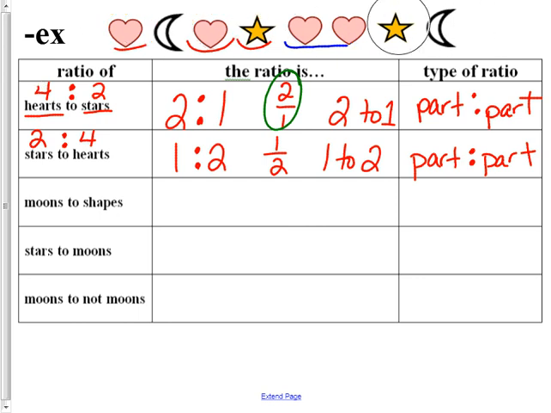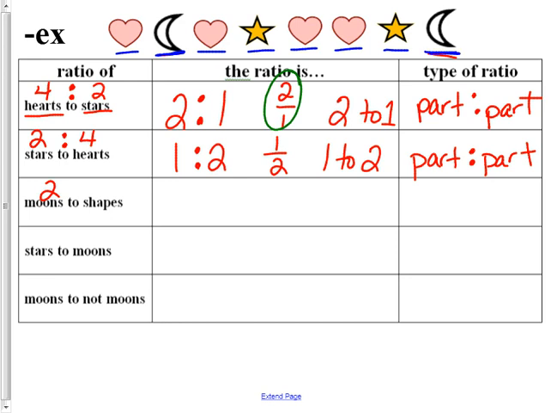Our next one, moons to shapes. There are 2 moons. And then there are how many shapes? Well, if you look at this, sometimes people might say, oh, there's 1, 2, 3, 4, 5, 6 shapes. But remember, we have to also count the moon, and the moons are also shapes.